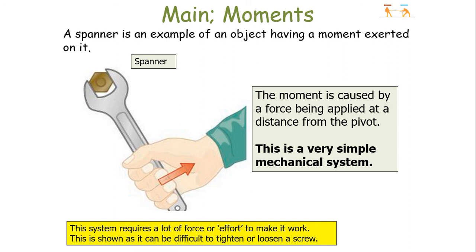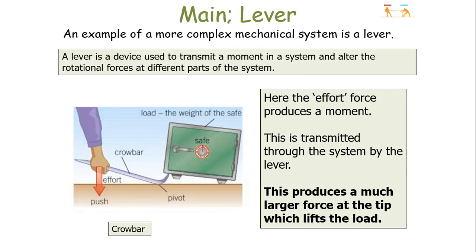Now, a spanner is an example of an object having a moment exerted on it. The moment is caused by a force being applied at a distance from the pivot. So in this example, the pivot is actually the nut that's being turned, because that's what's actually fixed. Now, this is a very simple mechanical system. This system will require a lot of force or effort to make it work, which is why it can sometimes be very difficult to tighten or loosen a screw. So humans devised a way to make this task easier.